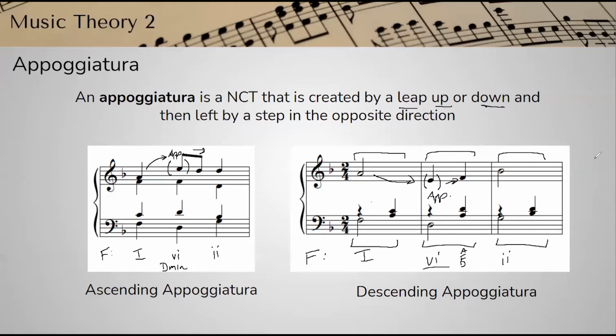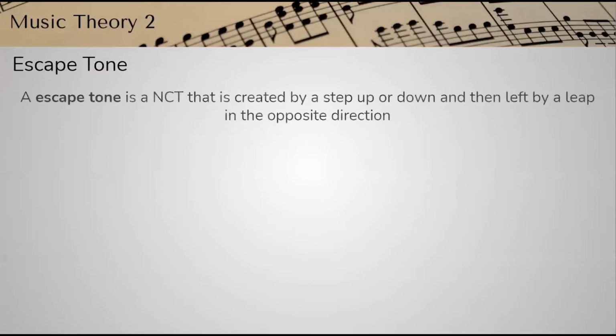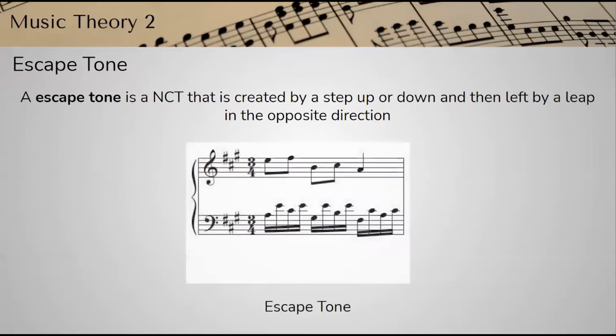Okay, let's move on to another one. Okay, the next one is called an escape tone, which is a little bit like the opposite of an appoggiatura. An escape tone is a non-chord tone that is created by a step up or down and then left by a leap in the opposite direction. So this time we're stepping up and then leaping away from it. All right, so here's an example.